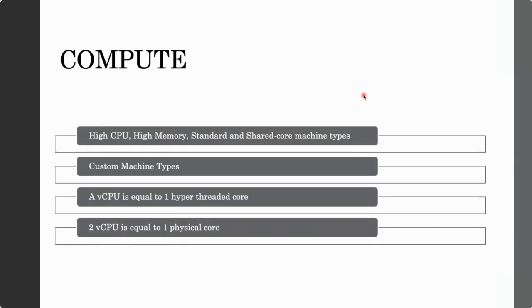Then we have standard, which are for standard workloads like small web servers, small application servers, small database servers, which have a balanced ratio of RAM to CPUs. And then we have shared core, where the core will not be fully allocated to you. It will be shared across different machines. So those machines could be used for something like a jump server and stuff like that, small workloads.